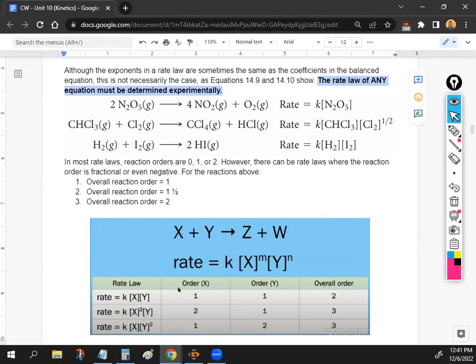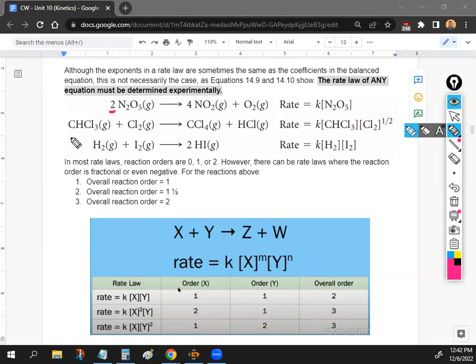So I'm going to give you some examples to take a look at. If you look at the first example, the coefficient is 2, right? So we would assume that for the rate law, it'd be to the second power. But if you notice, it's not. That's my way of showing you it's not always going to be like that. So don't always assume that just because the coefficient is 2, the power is going to be 2. Yeah, they would give it to you.